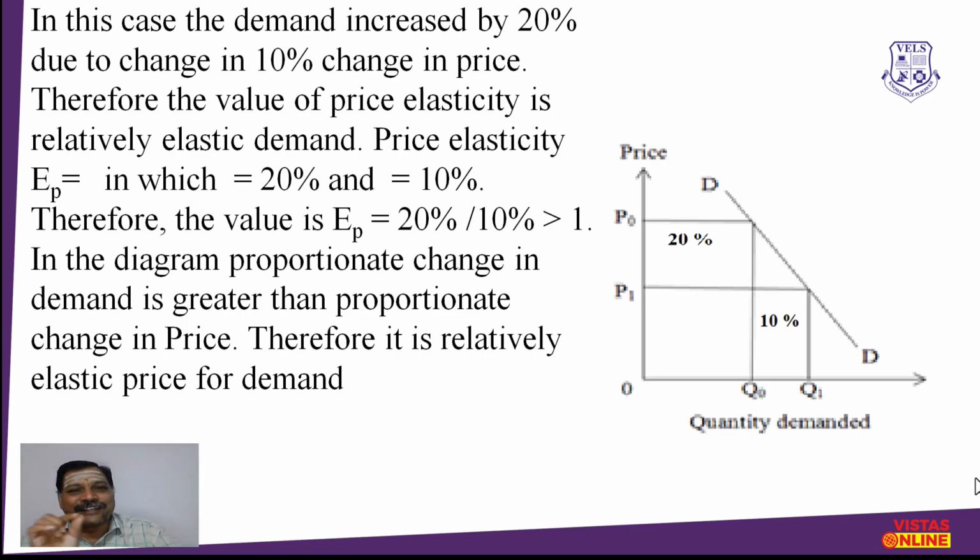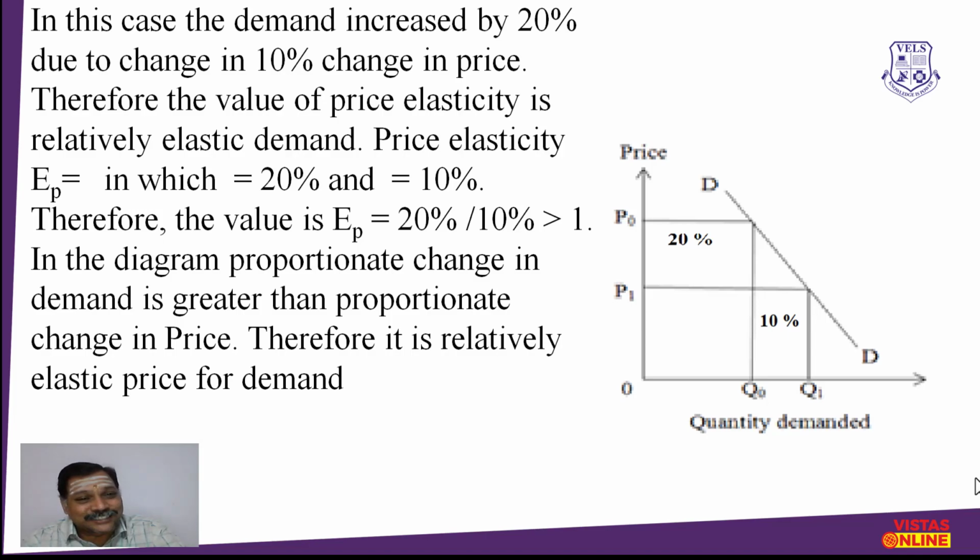In case demand increases by 20%, why is it 20%? Because 12,000 is the actual sale. Now the current sale is 15,000. So 3,000 addition. That 3,000 is a 20% increase. Due to a 10% change in price. Why is it 10%? From 100 rupees it has reduced to 90 rupees. So approximately 10%. Therefore, the value of price elasticity will be EP equal to ∂D by ∂P.